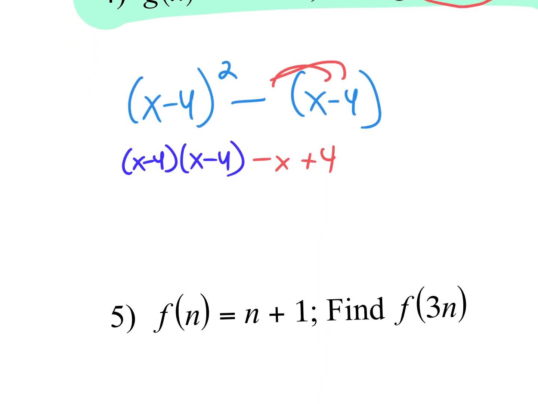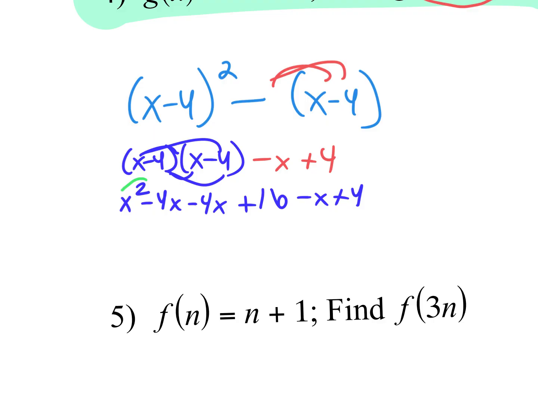So if we FOIL this, what's x times x? X squared. What's x times -4? Minus 4x. What's -4 times x? Minus 4x. What's -4 times -4? Plus 16, right? And then I have minus x plus 4. Now you combine like terms. X squared. Does anything else have an x squared? Nope. So I just rewrite x squared.